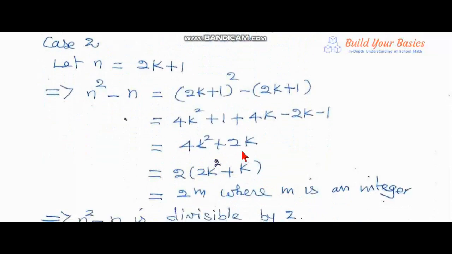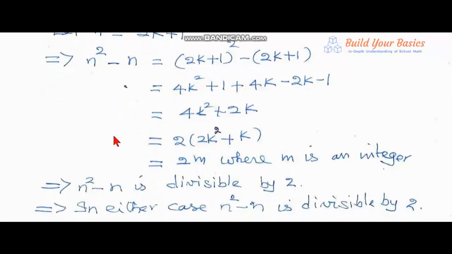We can take 2 common. So 2 into 2k square plus k. k is an integer. Therefore 2k square plus k will again be an integer. So that can be taken as 2m, where m is an integer. That shows n squared minus n is a multiple of 2.